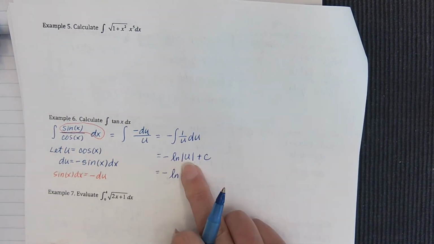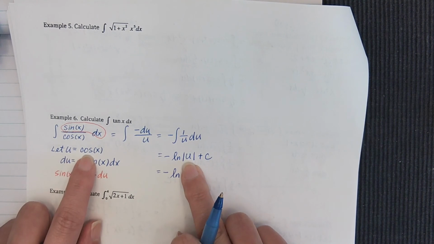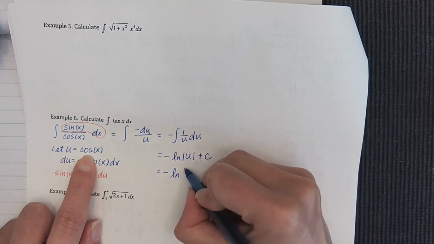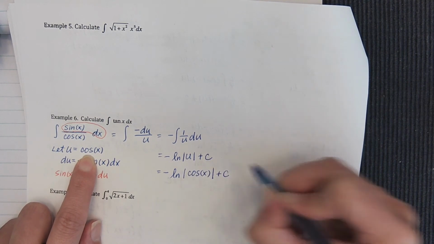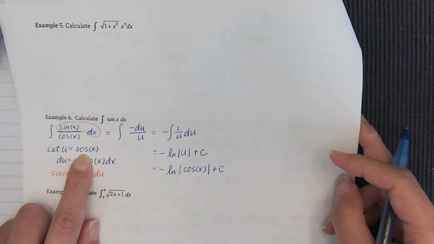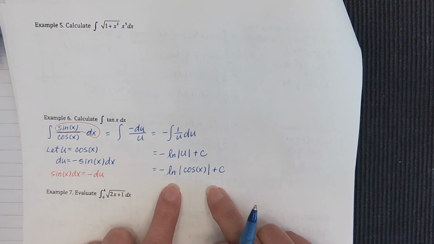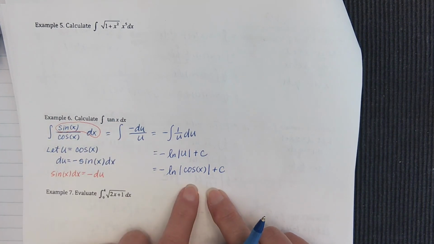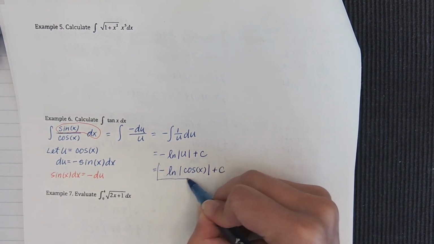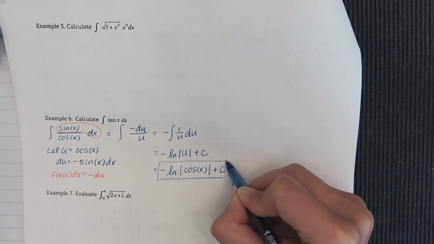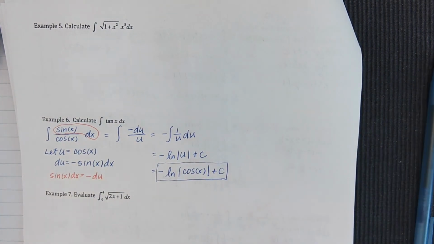Negative natural log, and what's the u? You have to go back: cosine x, plus c. So this is your final answer. So the integral of tangent actually is a natural log; we don't have a formula for that one. Okay, so that's the final.